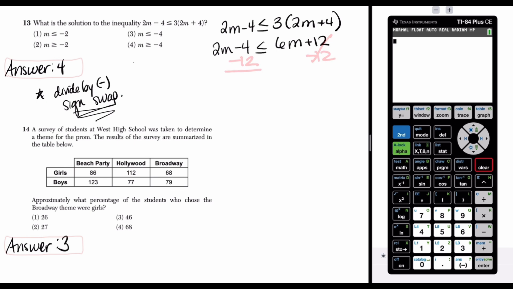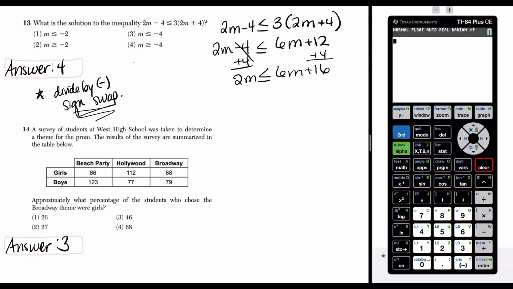And that's usually the first decision a lot of kids will have to make. I will say that most kids will decide they would rather add 4 than subtract, a trend I noticed. If you decide to do the other way, that's fine too. If you do your algebra correctly, you're going to get the correct answer. So let's say you were part of the add 4 crowd, and now you have 2m is less than or equal to 6m plus 16.